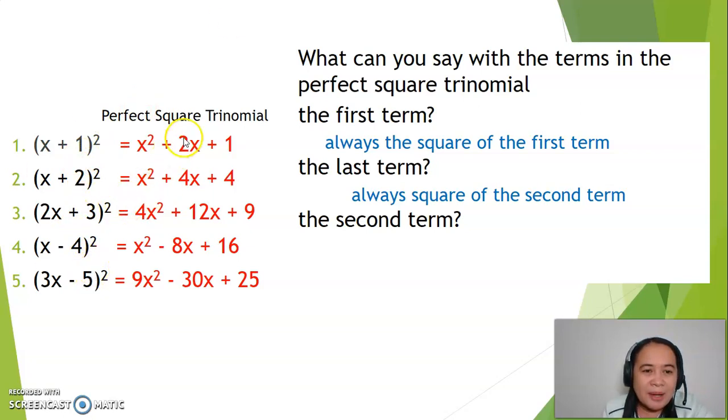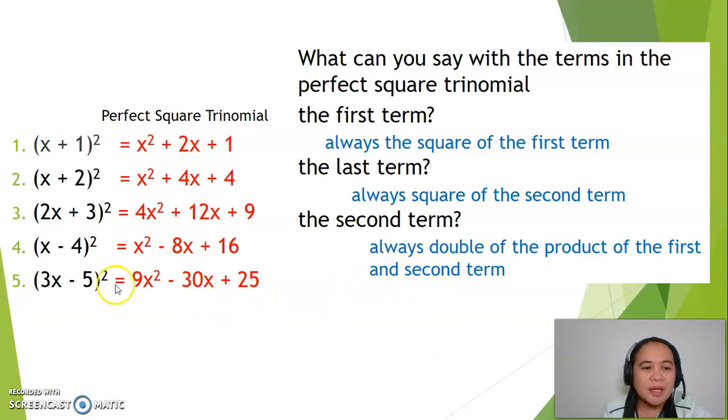And what about the second term? You have there 2x, we have 4x, we have here 12x, and this is negative 8x and negative 30x. Now, how are the second terms obtained? They are basically the product of the first term and the second term and double it, or times 2. Let's have an example. 3x times negative 5 is negative 15x, times 2, we have negative 30x. Another one. x times negative 4 is negative 4x, times 2, you will get negative 8x.